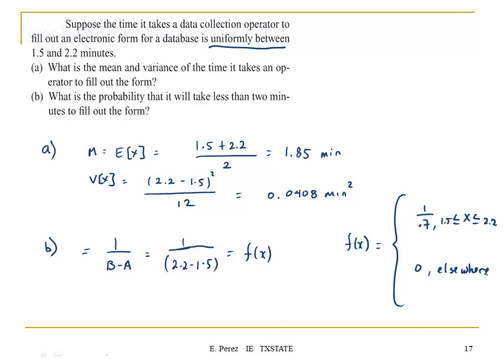Now you need to find the probability that x is less than 2. So the probability of x less than 2, you just have to integrate the PDF from 1.5 to 2. Correct, 1.5 to 2. Questions?